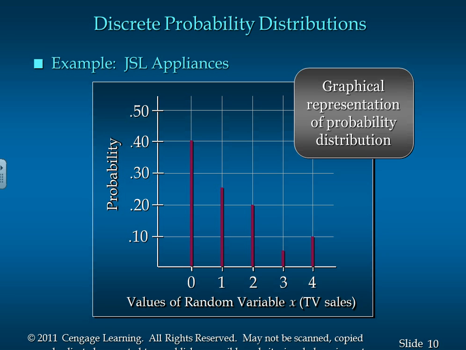So now, but on discrete, I didn't sell 1.5 TVs. I didn't sell 2.5 TVs. I sold 1s and 2s and 3s.